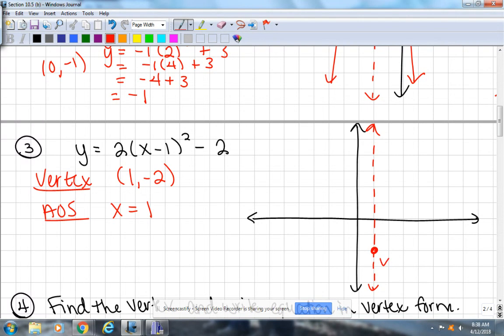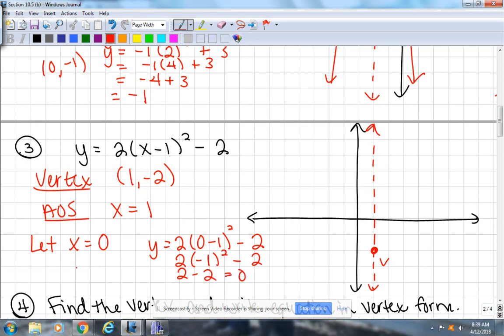What do we want to use for our X to get our second point? 0. So let X equal 0. So that's going to be 2 times (0 minus 1) squared minus 2. And then I'm going to do my order of operations in there. So parentheses first. What's 0 minus 1? -1 squared minus 2. What's -1 squared? +1. 1 times 2 is what? Minus 2 is what? 0. So the origin is a point on my graph.